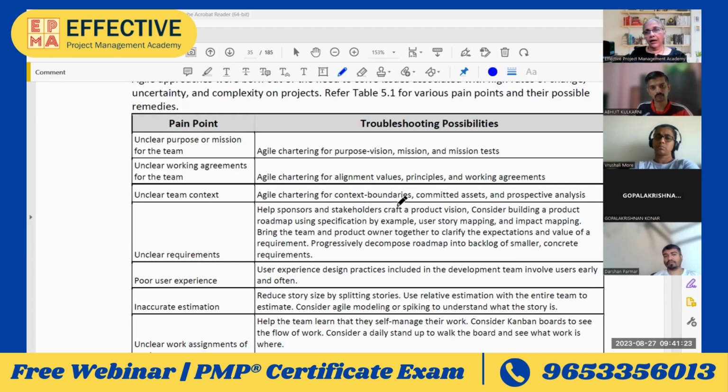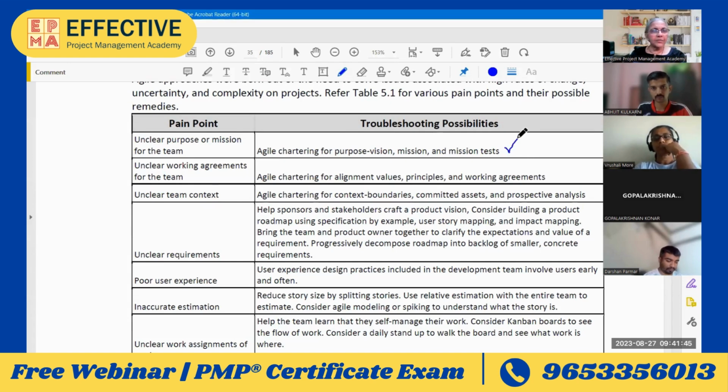Charter, by the way, doesn't have to be a formal document. If the team says we have got the point, let's not document it, that's perfectly fine. They have to decide together, facilitator and the team: do we want it formally made or do we just want it as an agreement amongst ourselves? It can be anything. Agile chartering for purpose, vision, mission, and mission test, that is what is missing. That is the action that you might have to take.